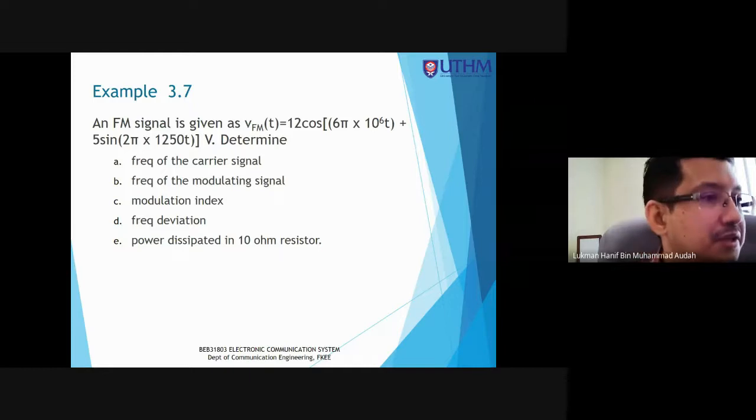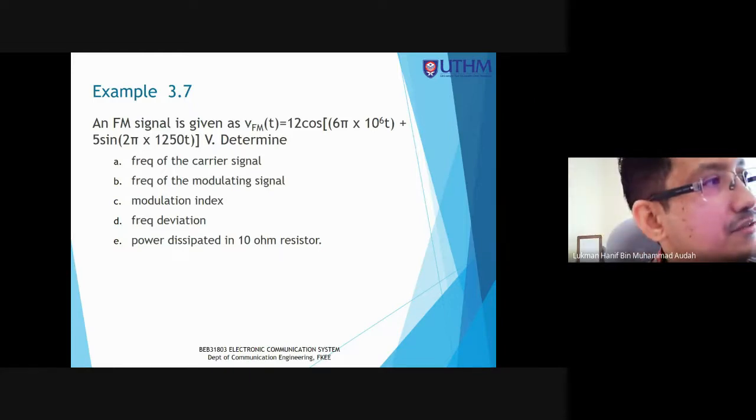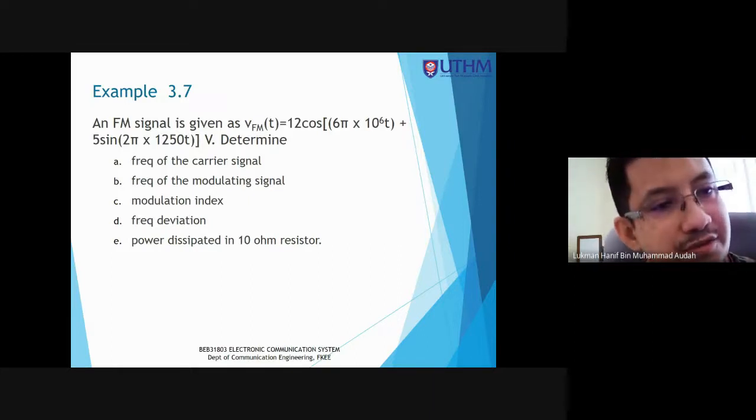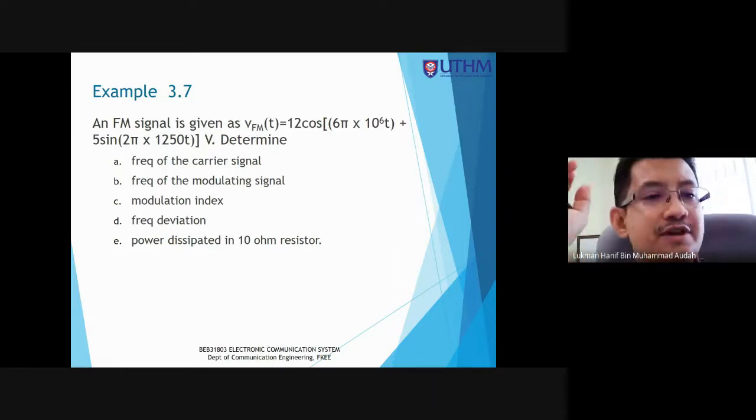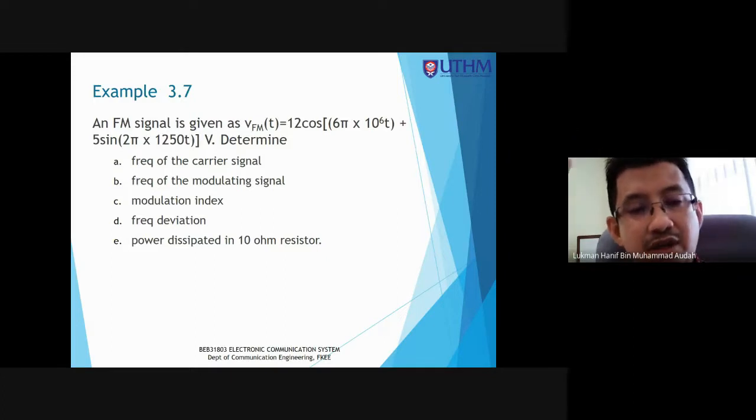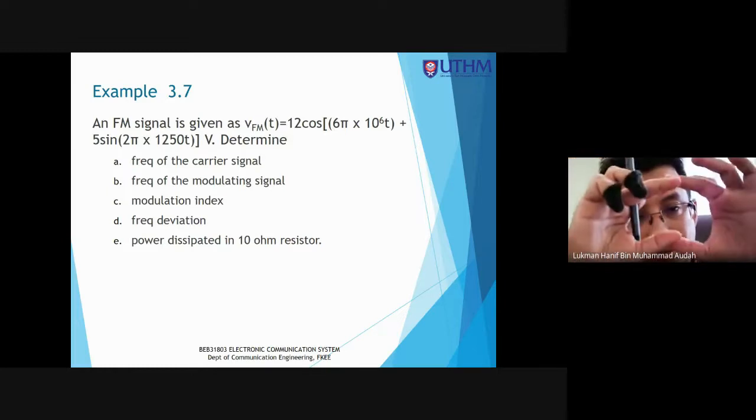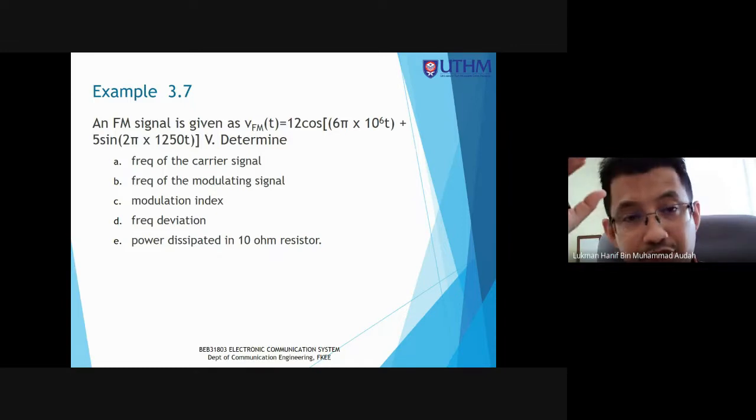The first example here, example 3.7. Okay, example 3.7: an FM signal is given as VFM(t) equals 12 cos(6π × 10^6 t + 5 sin(2π × 1250t)). So you should understand the general equation for FM.